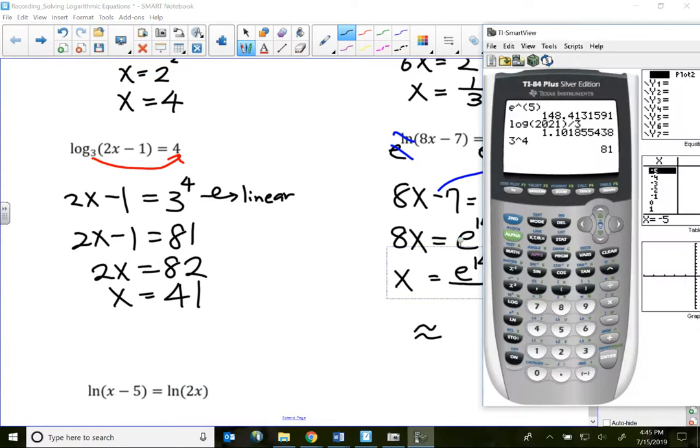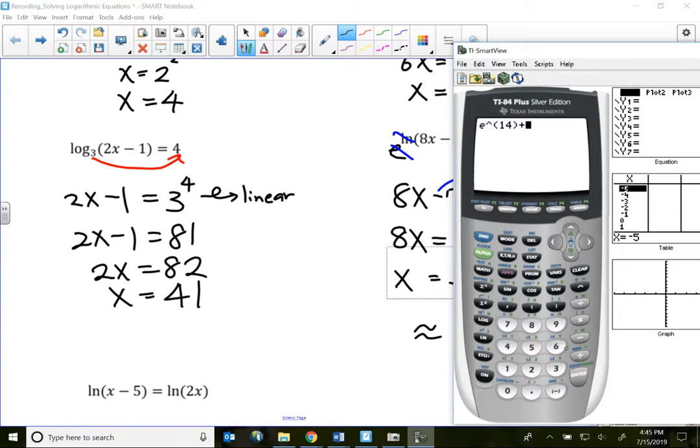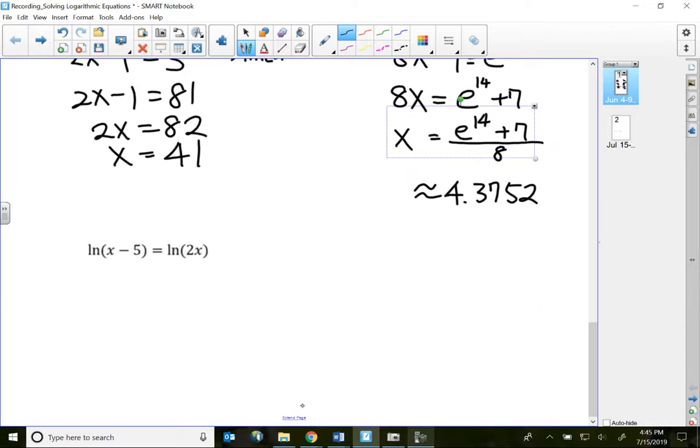All right, let's put it in the calculator. I'm going to figure out the top first, okay? e to the 14, right? So close a parenthesis, because that 14 was in the exponent, then plus 7. This is my top, divided by 8. 4.3752. All right, that's it.